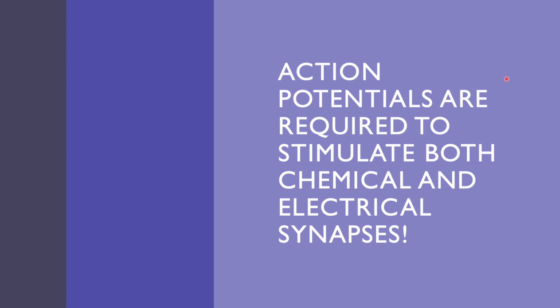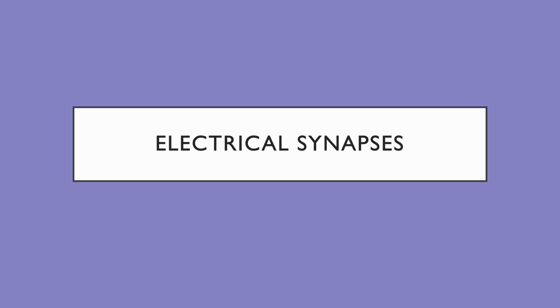Action potentials are actually required to stimulate both chemical and electrical synapses. I think this can be confusing to students sometimes, so I want to make this abundantly clear that although chemical synapses are named chemical, they also have electrical properties because an action potential is required to stimulate this form of chemical synaptic transmission. So both synapses are utilizing action potentials to generate transmission. Now we're going to go more in depth in the next couple of slides. First, let's talk about electrical synapses.